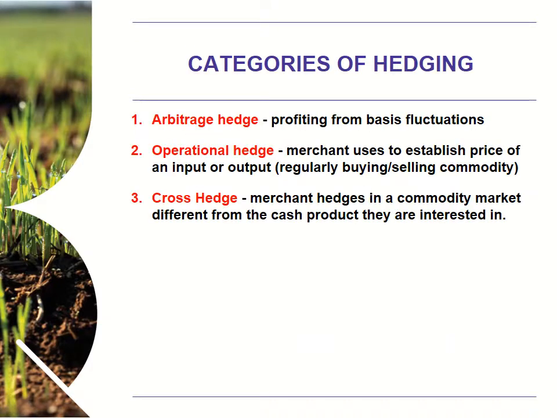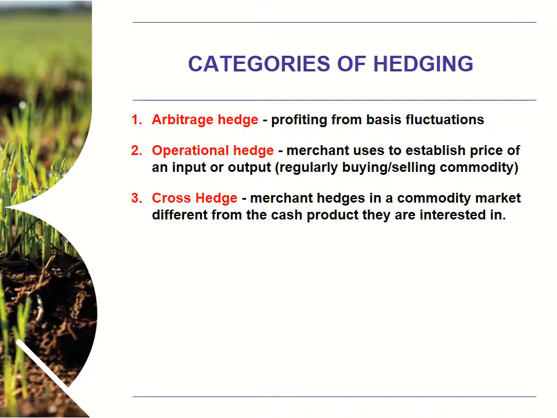Okay. Now, there were a lot of categories of hedging in the class slides. I just want you to remember three, which are very important to what we've done over the weeks. Arbitrage hedge, profiting from basis fluctuations or difference in prices in different markets. Operational hedge, a producer and a manufacturer would do this. They would want a fixed price for either their produce or for their inputs that they're going to buy.